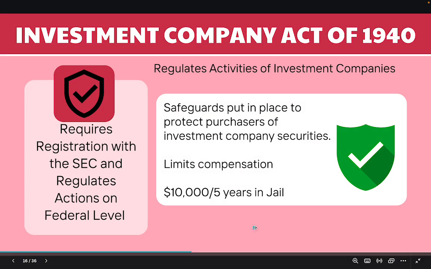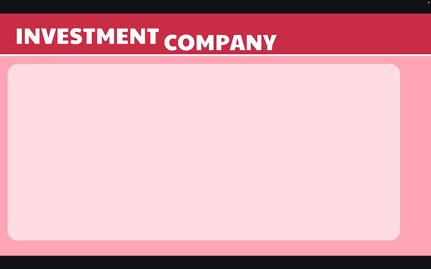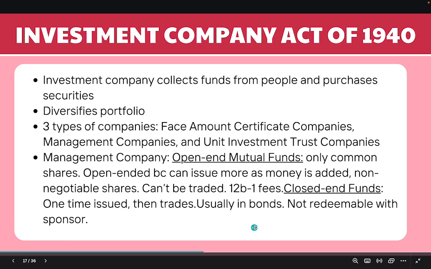Okay, the Investment Company Act of 1940 requires registration with the SEC and regulates actions on the federal level. It regulates activities of investment companies. Safeguards are put into place to protect the purchasers of investment company securities. And it limits compensation. That's great. If you break the law, you can have to pay up to $10,000 and up to 5 years in jail. Investment Company Act of 1940.